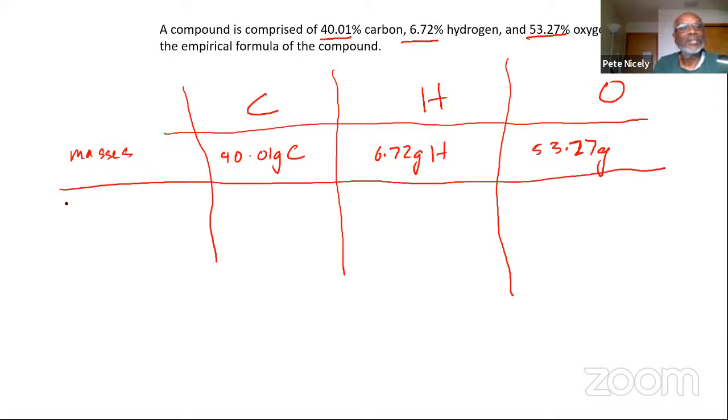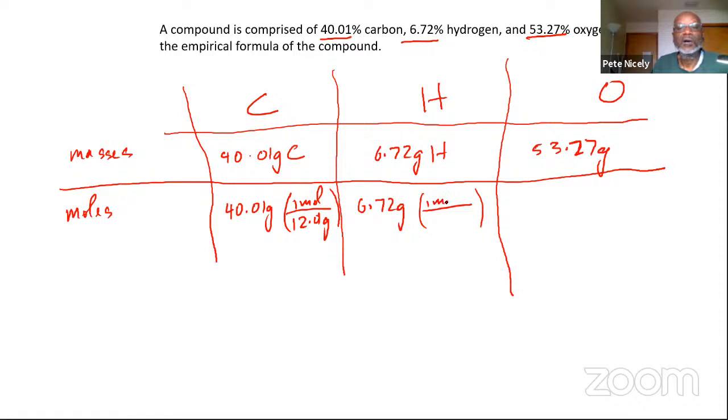The next step is that I'm going to find the moles of each of these, right? And how do we find the moles, by the way? Well, we take the mass of each of these and we divide by their respective molar mass. So in this case, it's going to be 1 mole over 12.01 grams. In the case of hydrogen, it's going to be 1 mole over 1.008 grams. And in the case of oxygen, it's going to be 53.27 grams multiplied by 1 mole over 16.00 grams, all right? Of course, in each of these cases, the gram units will cancel out and you'll be left with moles.